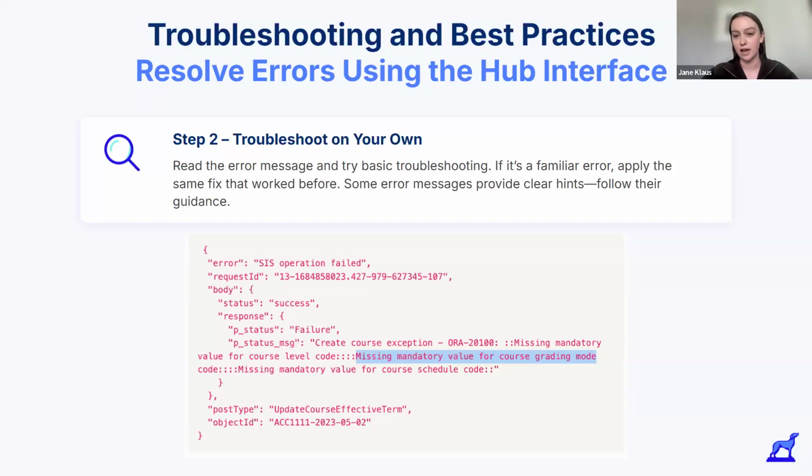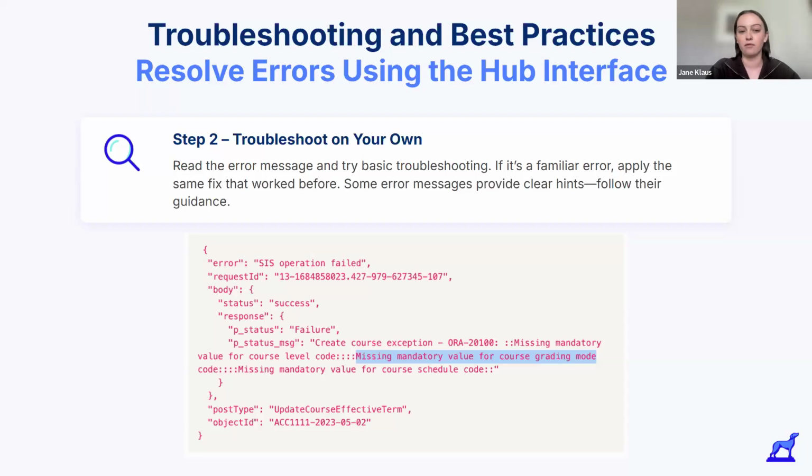For example, if we look at this error message, there is some code language there, but we can see basically that there's a missing mandatory value. So that lets you know to go to that section or course, make sure that mandatory value is populated, and go ahead and resave.